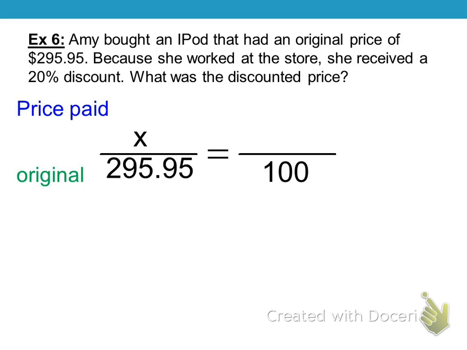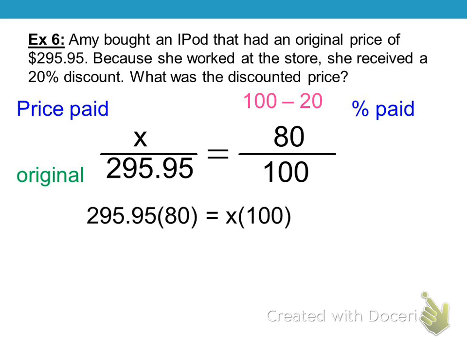So if she's getting 20% off, and we're looking for the price of the item after the discount, we're going to put the percent after the 20% was taken away from the 100%. Does that make sense? She's paying 80% of the price because she's getting 20% off. If you do the 80, then your X will be your final answer. If you put the 20 in there, you would subtract that amount from the original and you'd still get the right answer. Cross multiply.